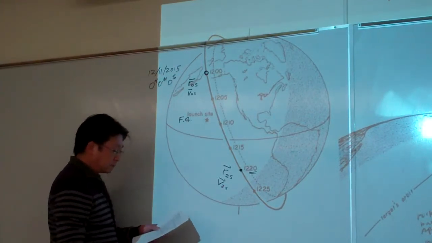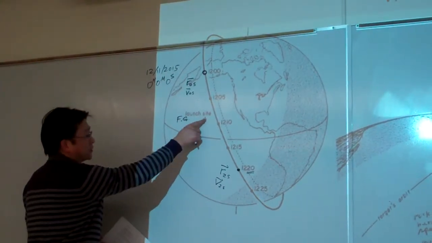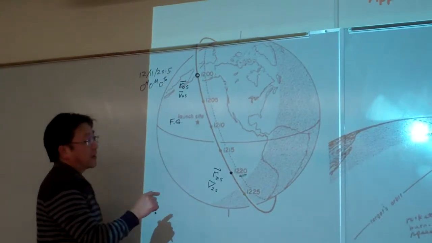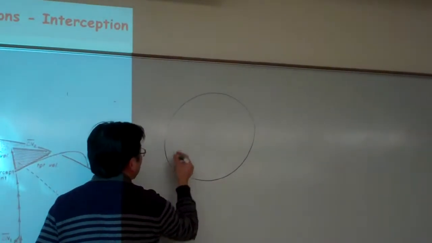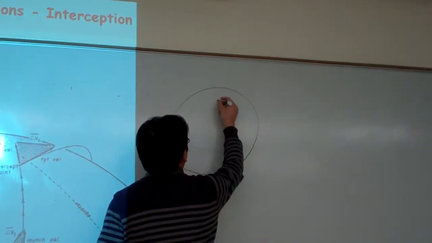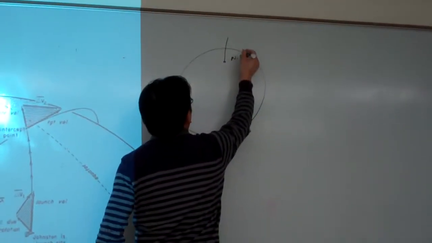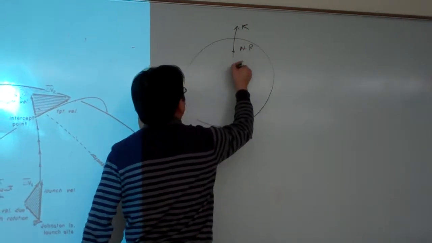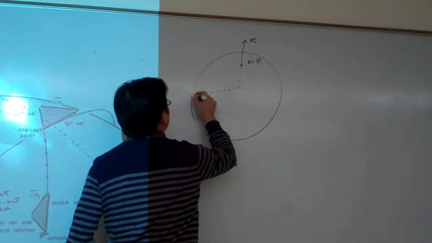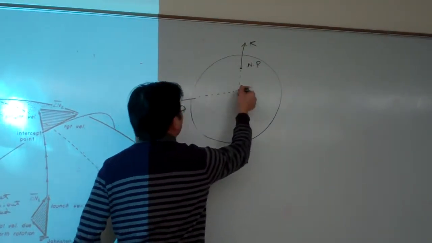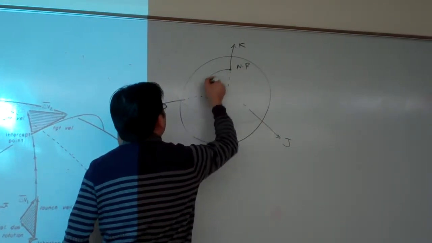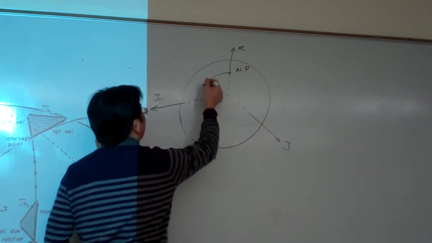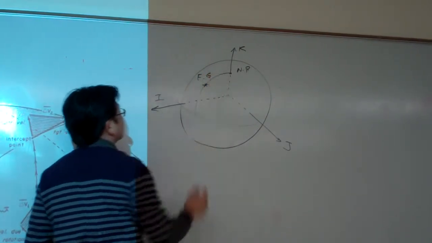And part C is about Fort Greely, and that information is here. So here is our Earth, and let me go here. This is the North Pole, and this is K. This is I, and this is J. And this is Fort Greely, the longitude side here.